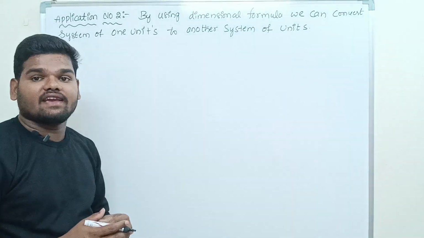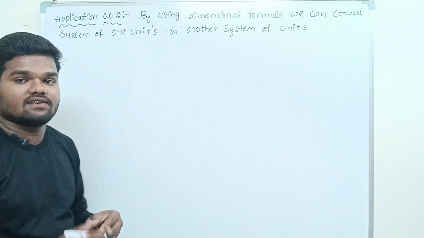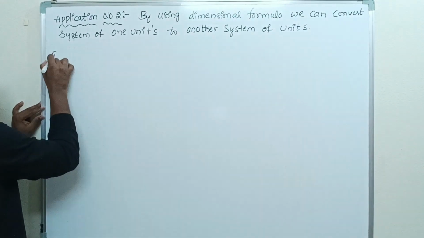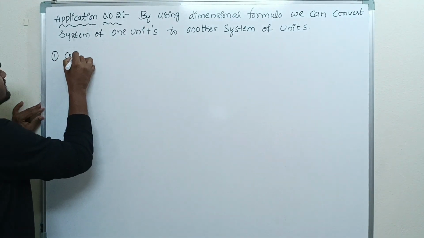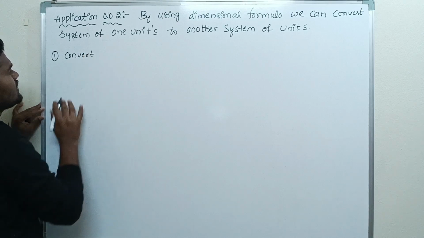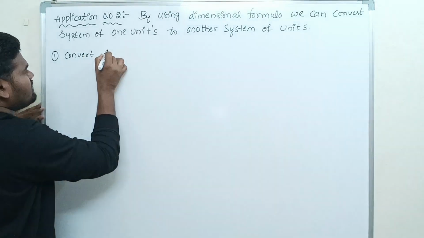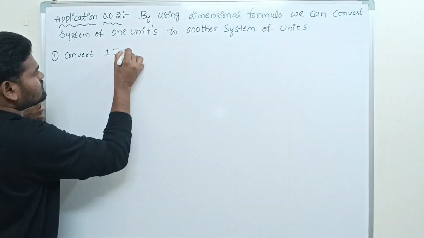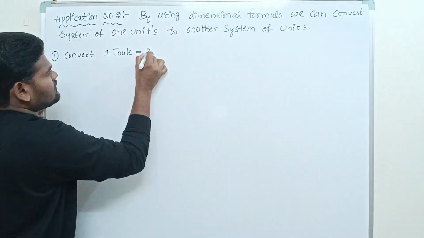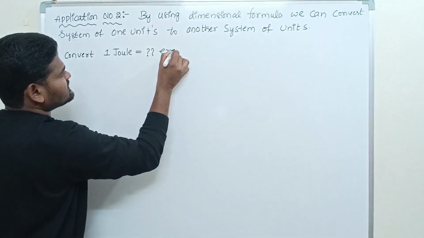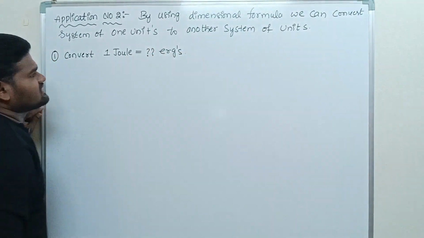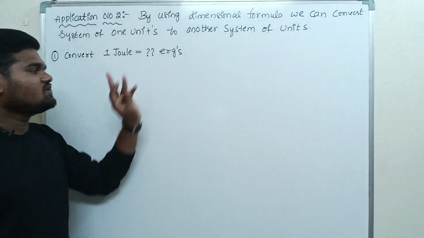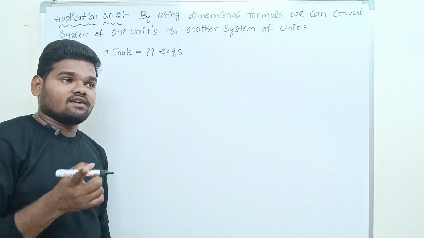So let us see the example of this application, right? So first example, convert 1 joule is equals to how many ergs, not eggs, ergs. 1 joule is equals to how many ergs, right?